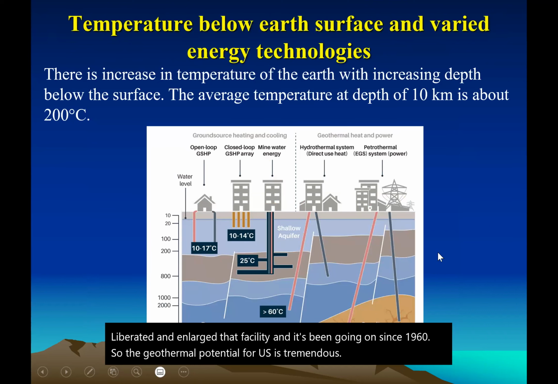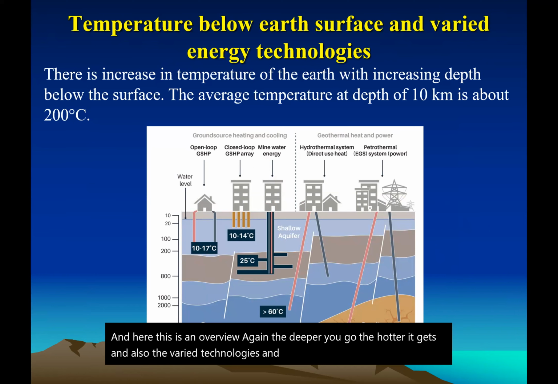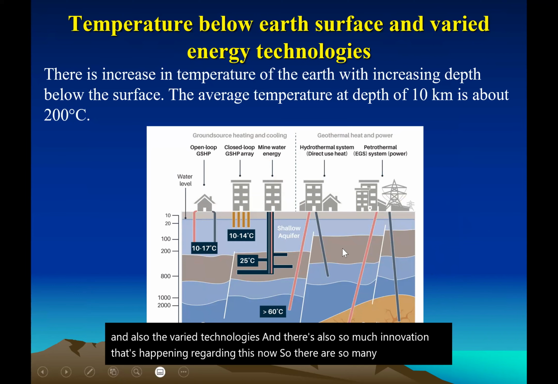And here, this is an overview. Again, the deeper you go, the hotter it gets. And also the varied technologies. There's also so much innovation happening regarding this now. So there are so many technologies to harness this energy.